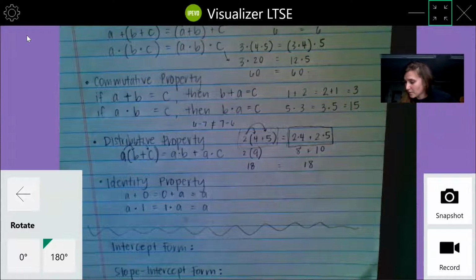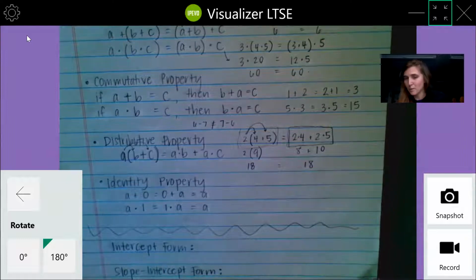And this, we're looking right here, we're looking with just numbers, but remember in algebra, we're going to be looking at variables a lot of the time. So this can be really, really useful when trying to solve for a specific variable.